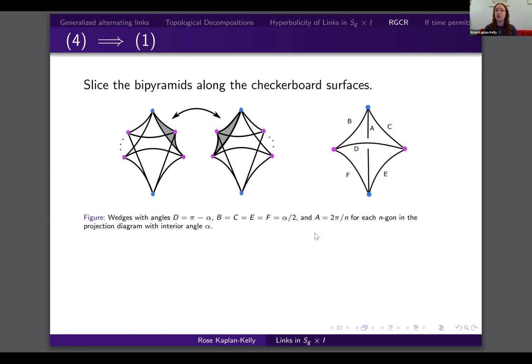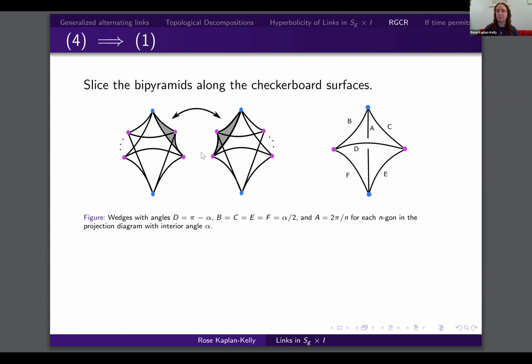To find the two checkerboard polyhedra, what we want to do is slice along the checkerboard surfaces. So we're slicing along the face that has these pink vertices, precisely taking these bipyramids and cutting them into two pyramids. So we get a collection of pyramids, which we can think of as like above, and a set of pyramids that we can think of as like below. And gluing together those pyramids will give us P plus and P minus, those two hyperbolic generalized polyhedra that we want for the decomposition.